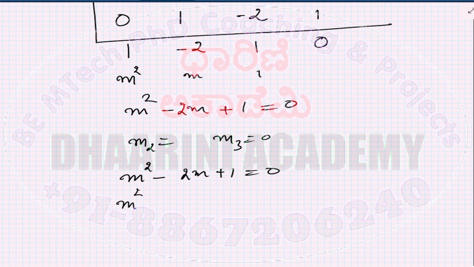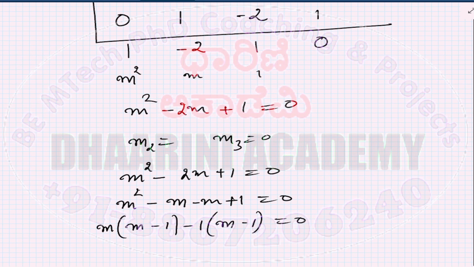That is m square. Okay, let's split this as minus m minus m. See, minus 2m is nothing but minus m plus minus m. Right. Plus 1 equal to 0. I can see that m is common from m square and m. So this is m minus 1. Then I take a minus 1 outside. I'm left with m minus 1 equal to 0.